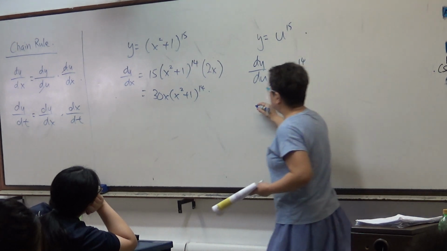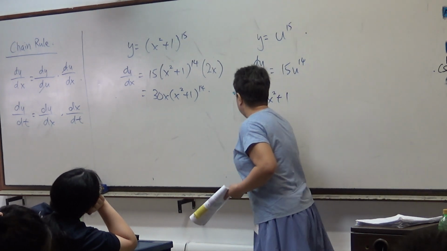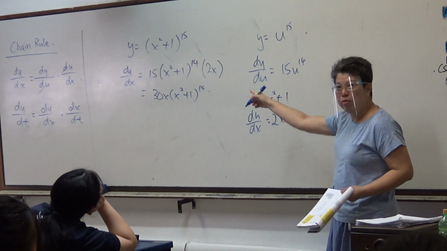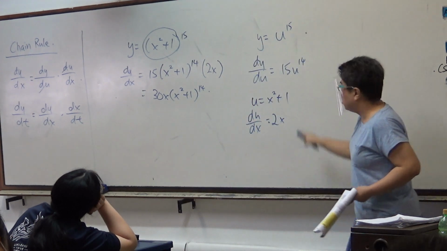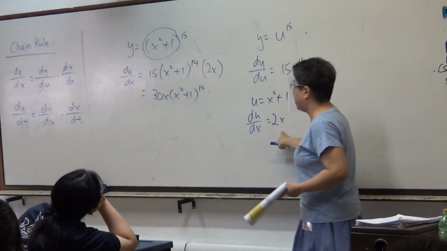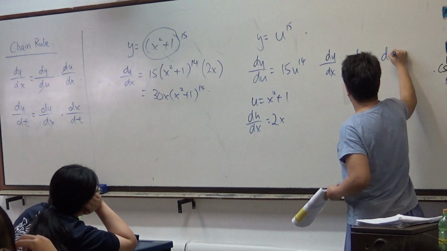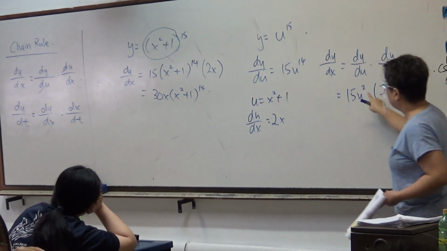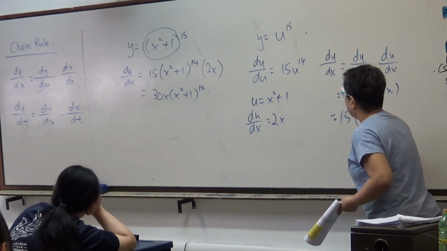Correct? Now, then what is u? u is x squared plus 1, correct? u is the inside, correct? What is du/dx? That means I differentiate u with respect to x. Agree, class? I'm showing you the chain rule. I repeat. I let y be u to the power 15, am I right? So dy/du is 15u to the power 14, correct? Then I have du/dx is 2x, right? So actually, dy/dx is dy/du times du/dx. So it's 15u to the power 14 times 2x, right? But my u is what? x squared plus 1.